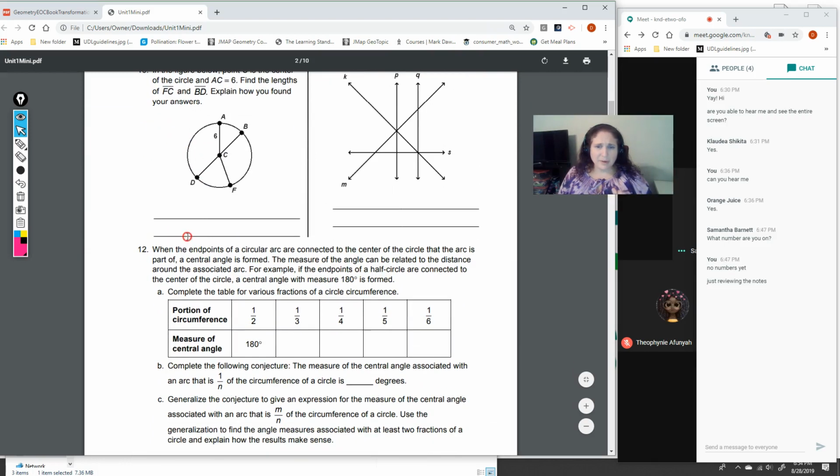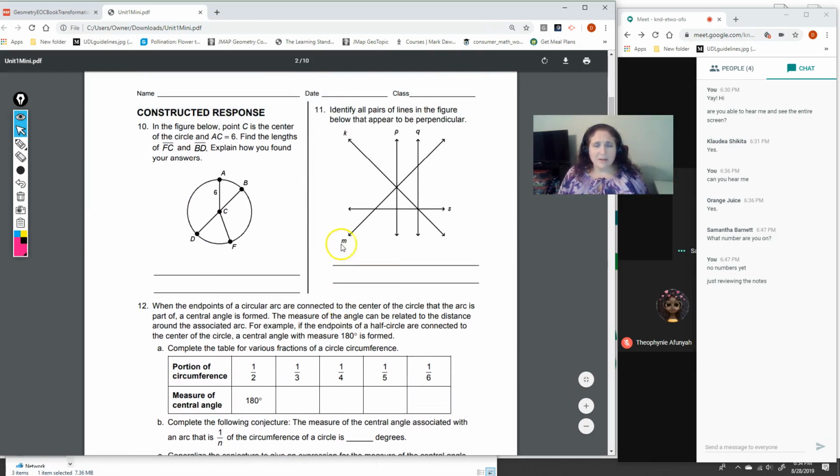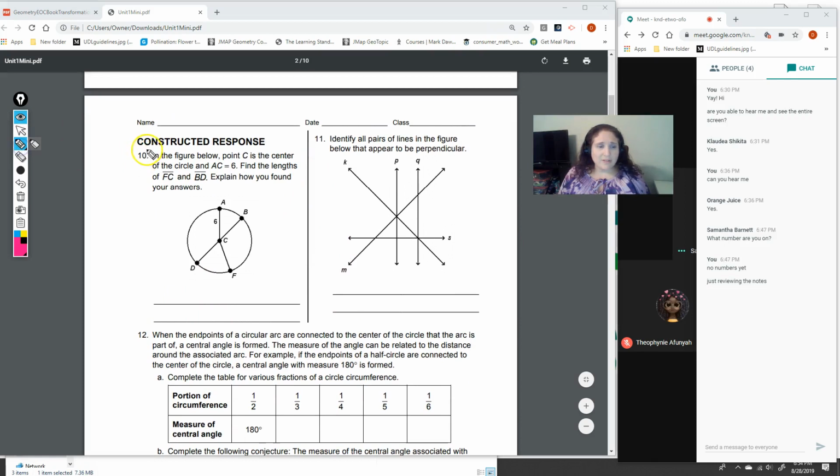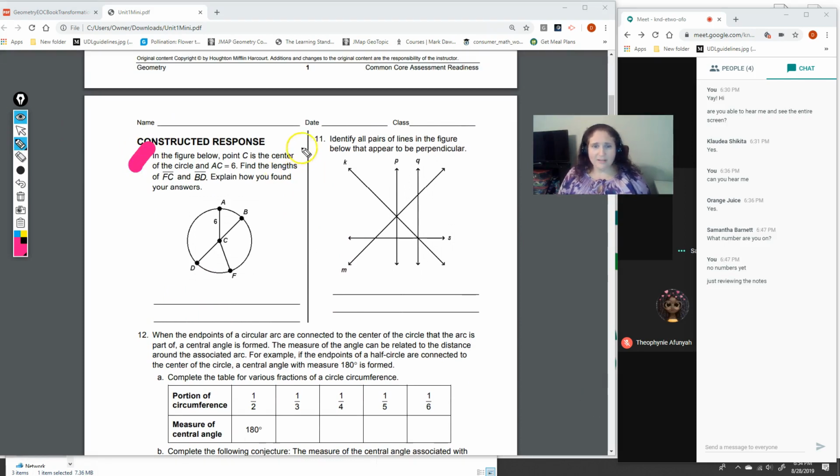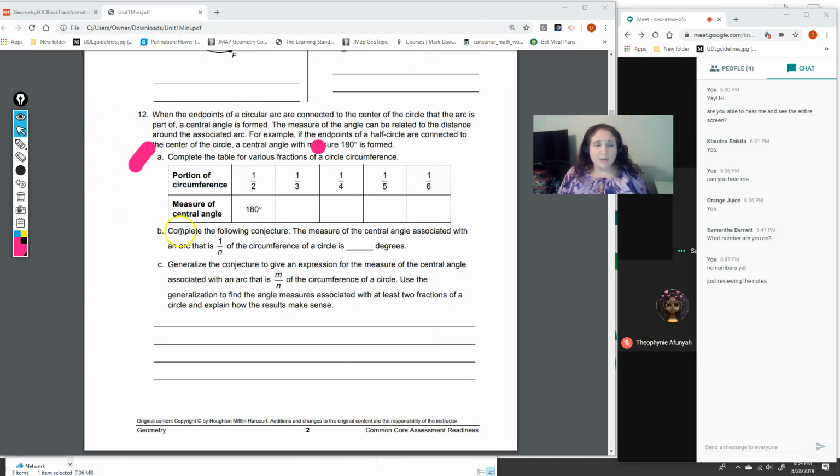Next, you don't have to worry about circles on your test. Not that you don't have to still do it, but number 10 won't be on your test. 11 will kind of be in a way. So you just remember perpendicular is the 90 degrees, the right angles. Number 12 is actually an extension problem. So number 12 will not be on your test. So for our purposes in terms of studying, you don't have to worry about number 12.